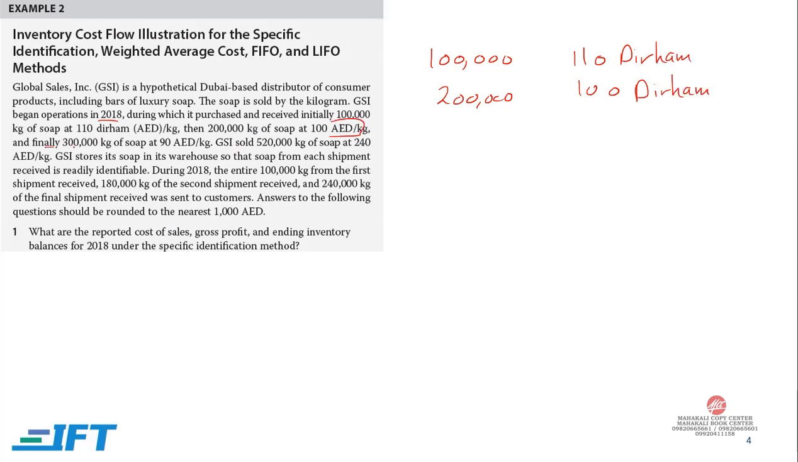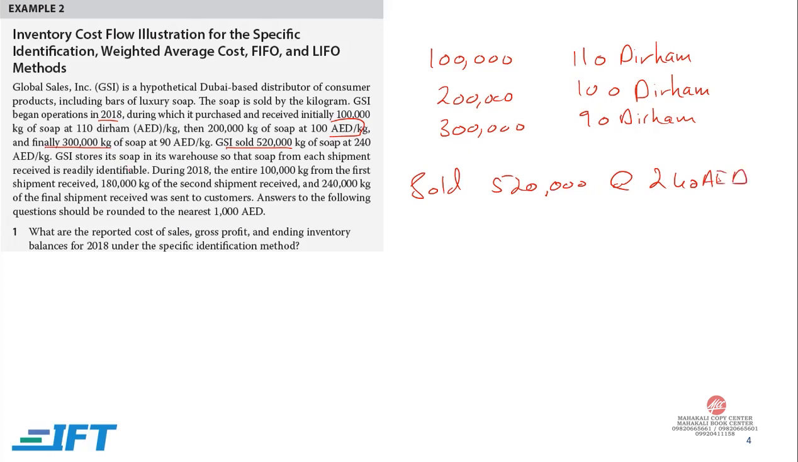Third, they purchased 300,000 kilograms for 90 dirham. GSI sold 520,000 kilograms of soap at 240 dirham. GSI stores its soaps in its warehouse so that soap from each shipment received is readily identifiable. During 2018, the entire 100,000 kilograms from the first shipment received, 180,000 kilograms of the second shipment received, and 240,000 kilograms of the final shipment received was sent out to customers.